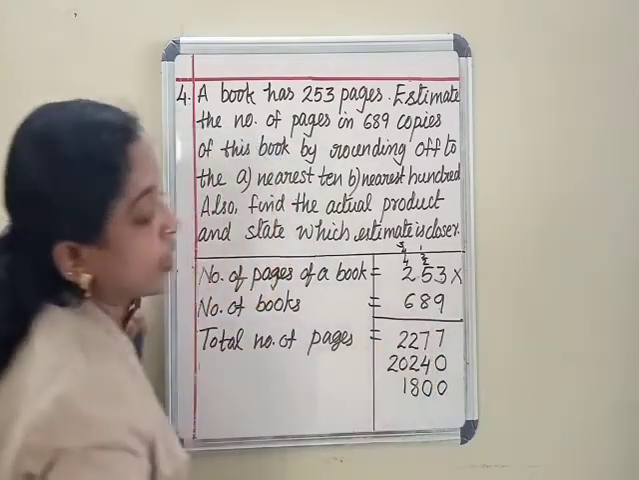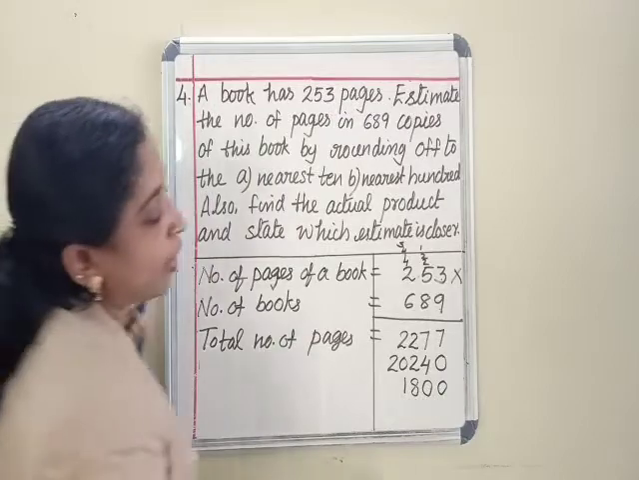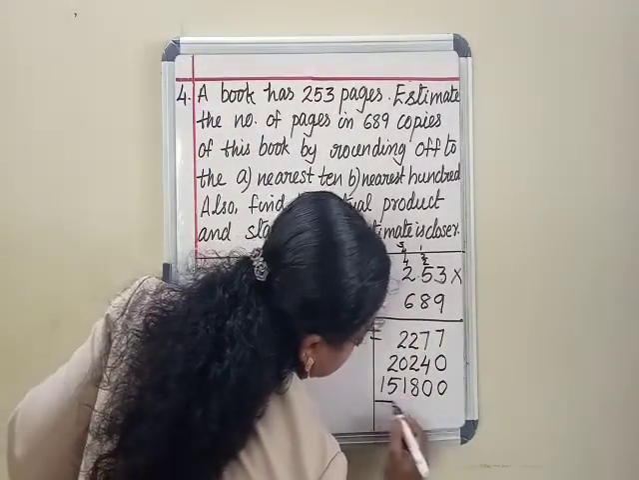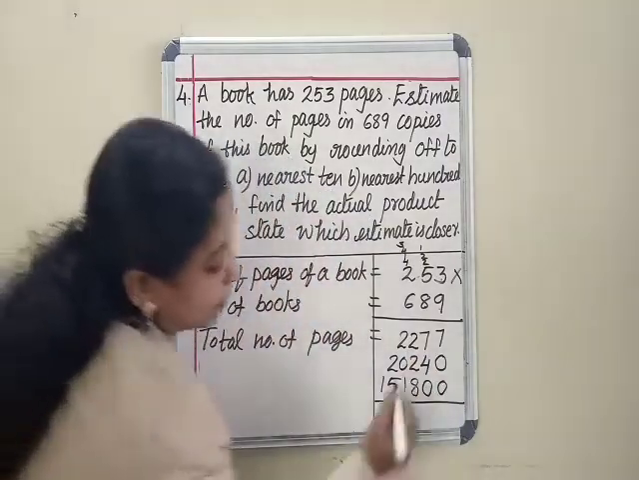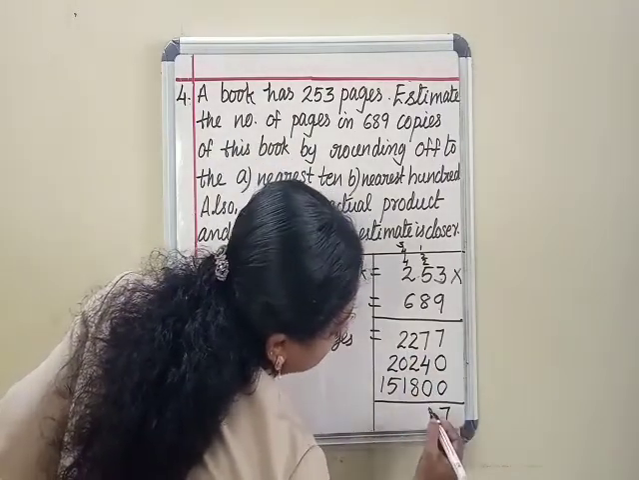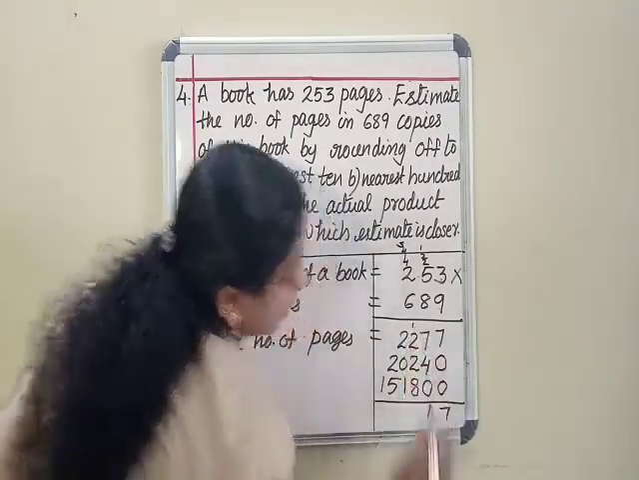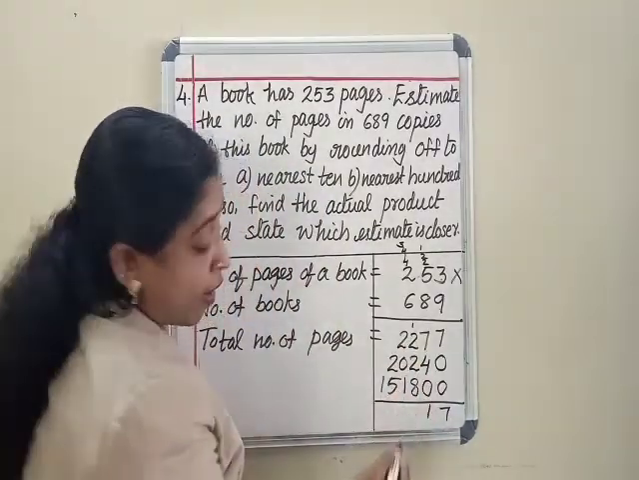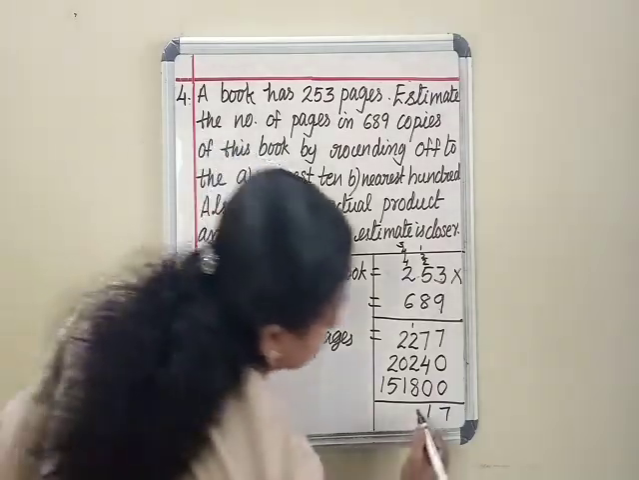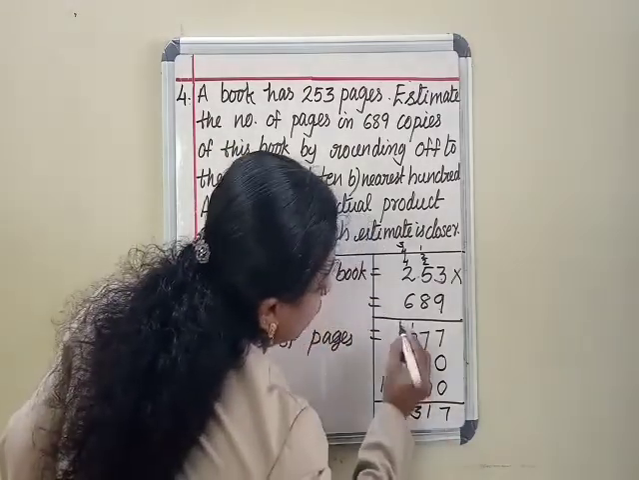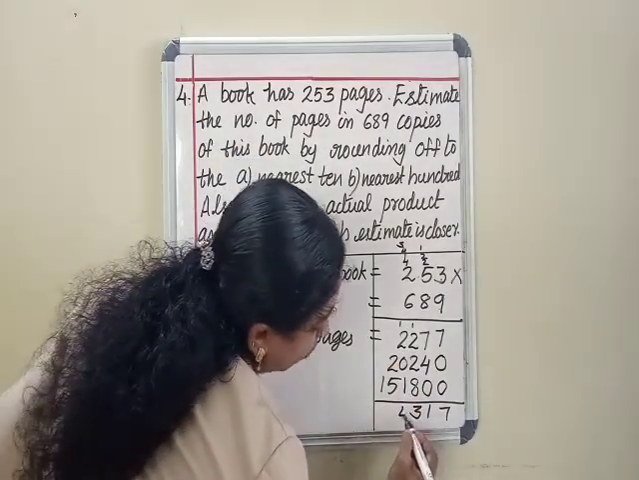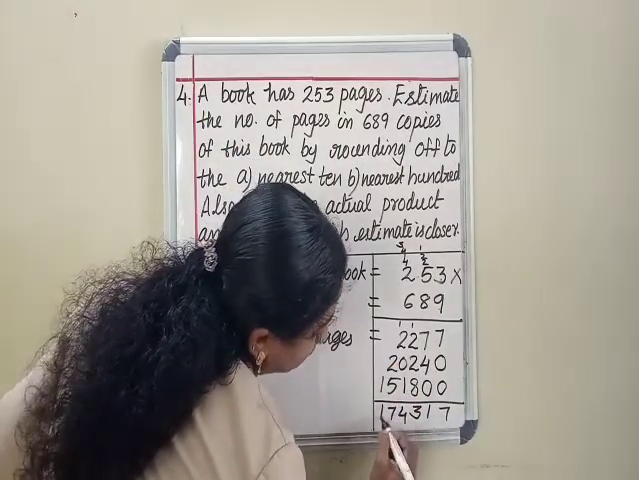6 into 2, 6 2s are 12. 12 plus this 3, 15. Now we can add these. 7, 7 plus 4, 11. Carrying 1. 2 plus 1, 3. 3 plus 2, 5. 5 plus 8, 13. Again 1. 2 plus 1, 3. 3 plus 1, 4. Here 7.